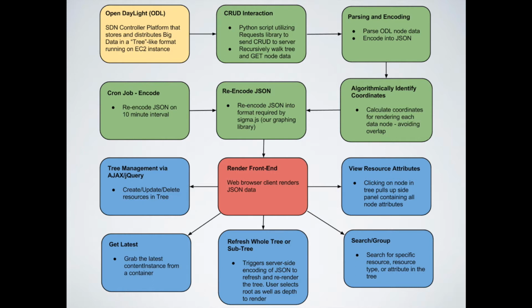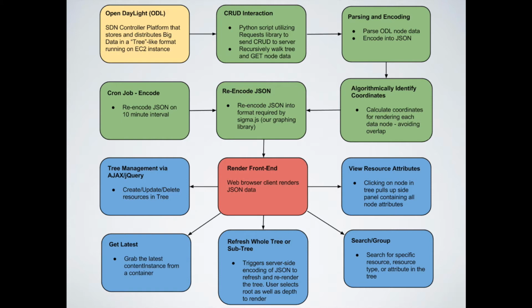Open Daylight is a software-defined networking controller platform used for big data collection and distribution. We are running this as a server on our EC2 instance. You interact with this ODL server through CRUD operations sent through HTTP. We utilize the Python library requests to recursively walk through our tree and retrieve all of the attributes for each node. Next, we parsed all of the data we retrieved from each node into a cumulative JSON format.